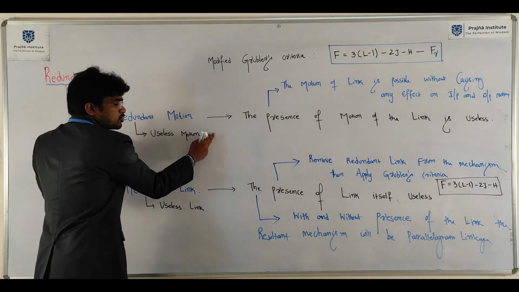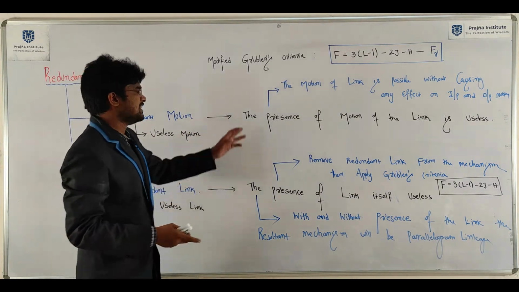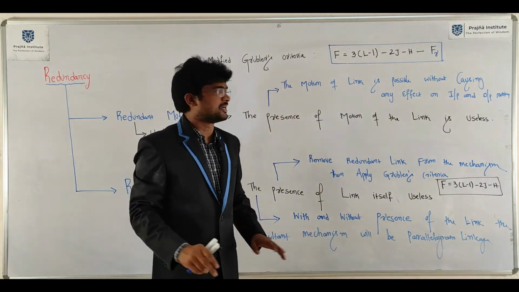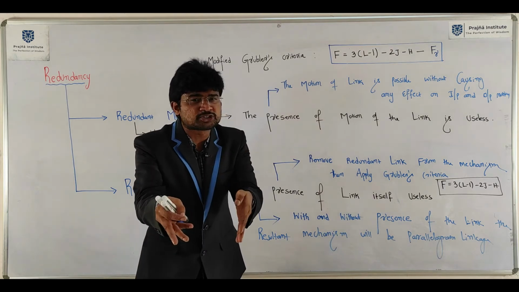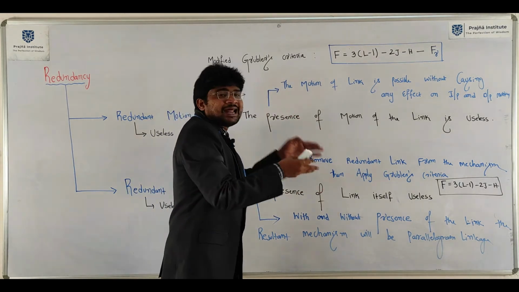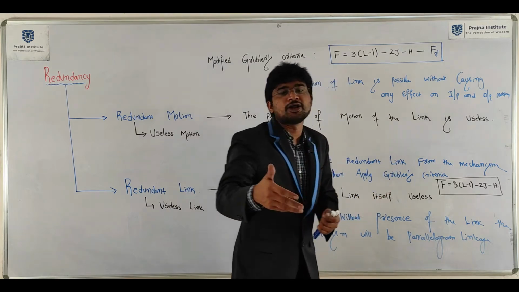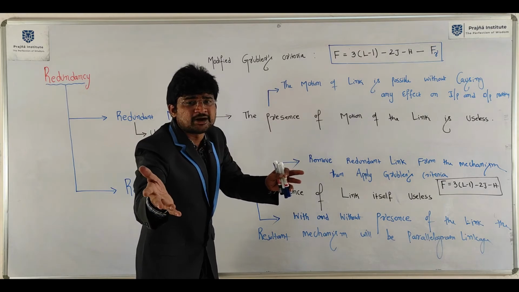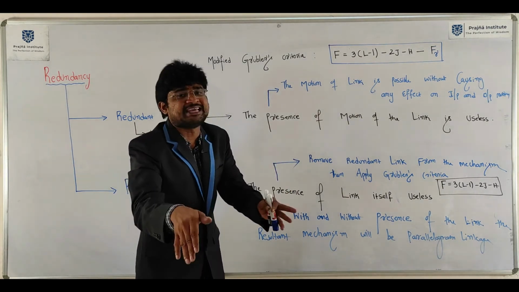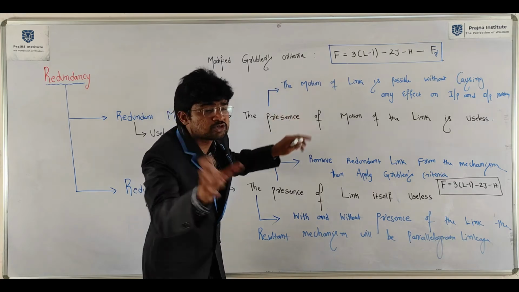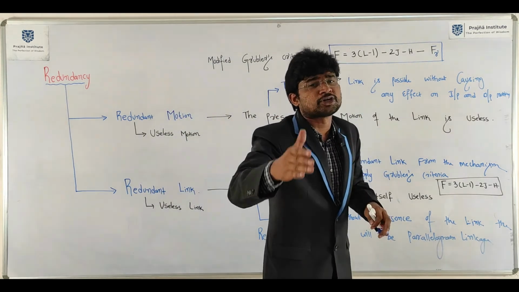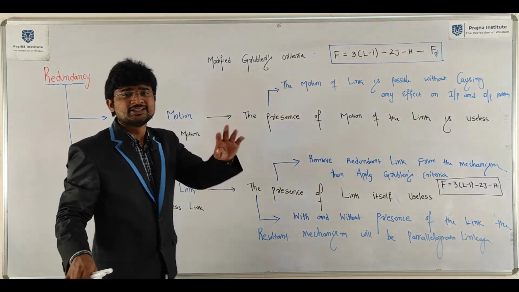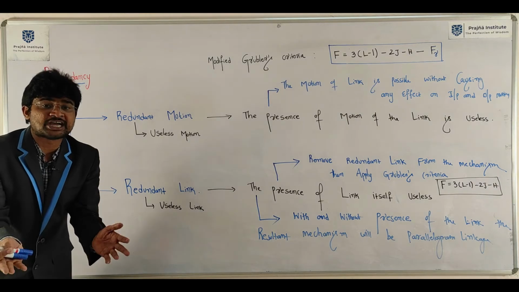When you see useless motion, we need to find that useless motion. Then what is meant by useless motion? Presence of the motion is useless. That's it. Okay, how can you say it is useless motion? You can move a particular link without causing any effect on input and output motion. When will you say a motion is useless? When that particular motion is not causing any effect on input and output motion, then you can decide that this motion is useless motion. You can call it a redundant motion.